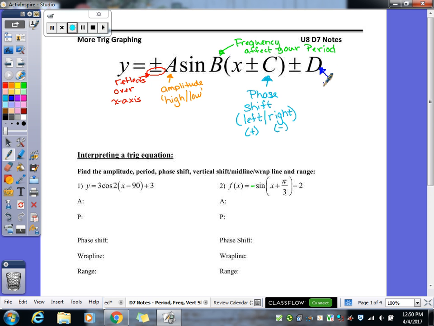And then our last one here, our d, that's your vertical shift. That moves your graph up or down. It also creates what we call the midline. Sometimes they refer to it as the wrap line. It means the exact same thing. On our graphs last class, your midline was always your x-axis. That went right through the middle of your graph. So sometimes they take that midline and move it up or move it down, so your entire graph moves up and down.